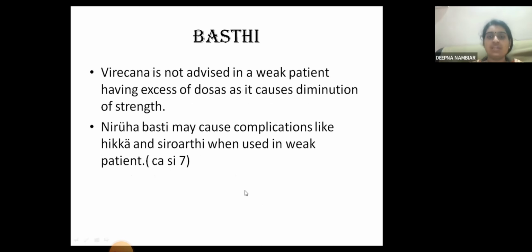In the case of Vasti, Durbalo Avirechya sa Niruhe Rubajarit, a principle explained in the case of Vata Vyadhi. If the patient is excessively weak, then the elimination of doshas, which is not possible by Virechana, has to be done by Vasti according to Acharyas. And also, in the case of Niruha Vasti, if Tikshna Niruha Vasti is done in very weak patients, it can cause complications like Hikka and Shiro Arti.